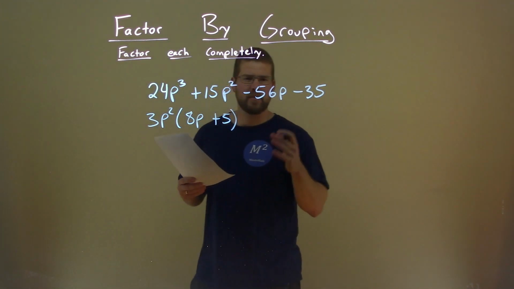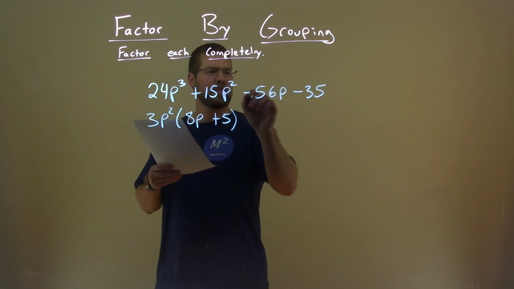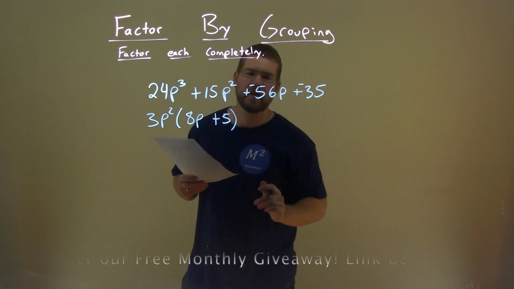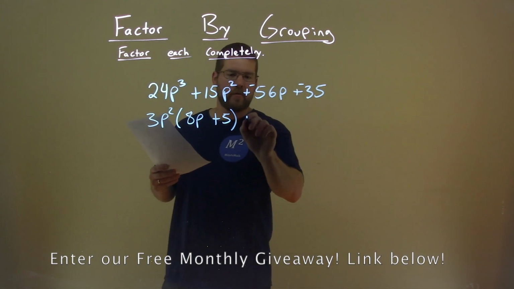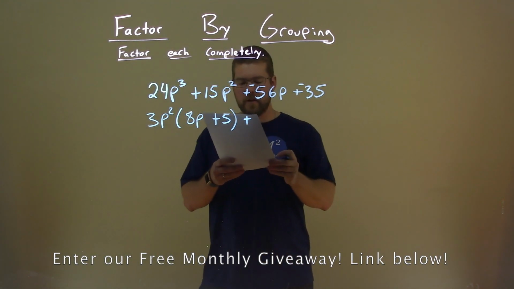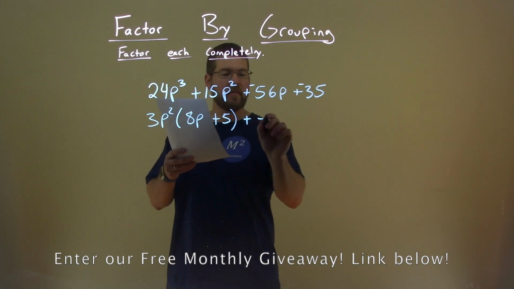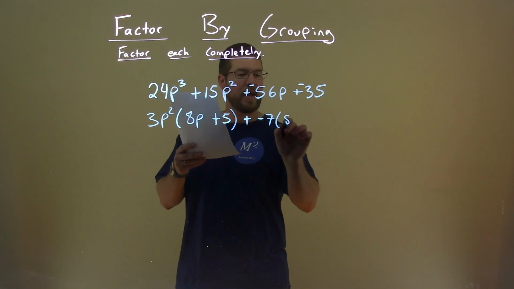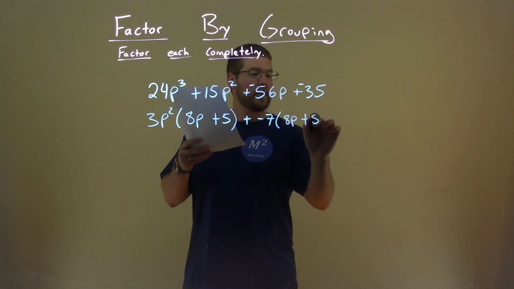Alright, so now let's still deal with the second half. I like to write this as plus and negative. Plus and negative helps me see this. That's just my personal preference. Well, we have negative 56p and a negative 35. If we pull out a negative 7, which goes into both, we're left with an 8p plus 5 here.